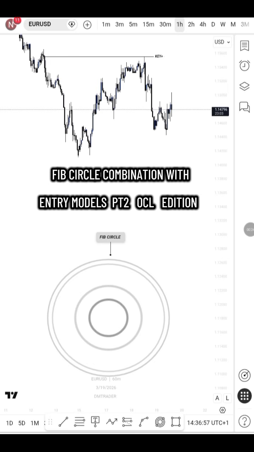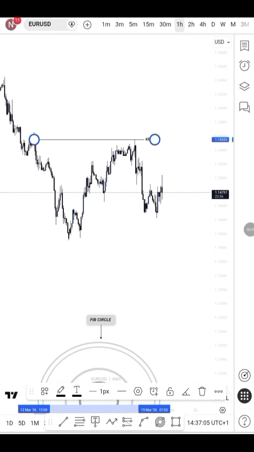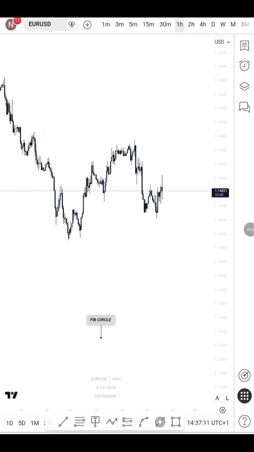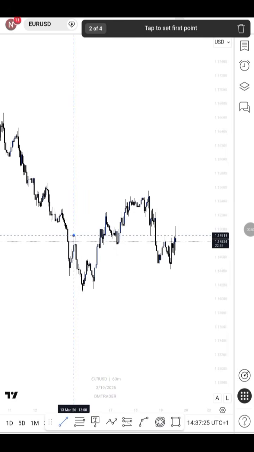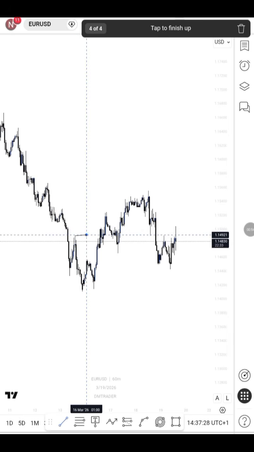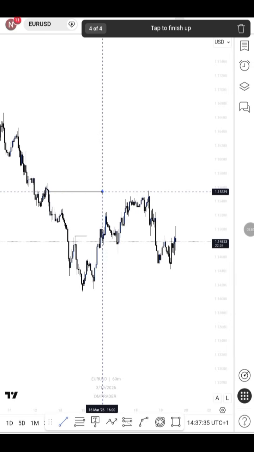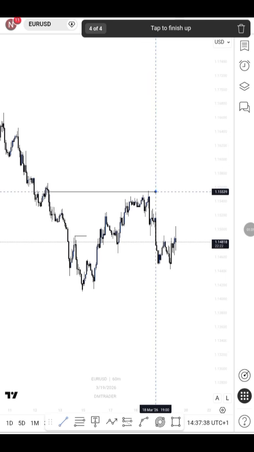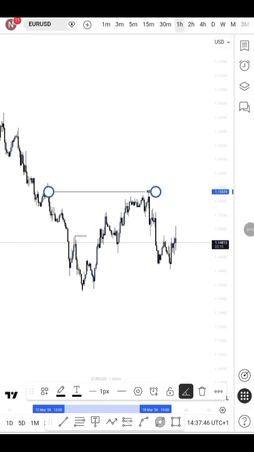In my chart right here, as you can see, I have Euro USD. Around this zone, Euro USD is reacting to a key level. Like I said, to identify this key level, we have to use the Fib Circle. Very simple logic: here we have a low and here we have a high. This is where price made a break of structure that gave us a change of character to the upside before price reached this key level and started reacting from it. So this zone right here is already a key level.